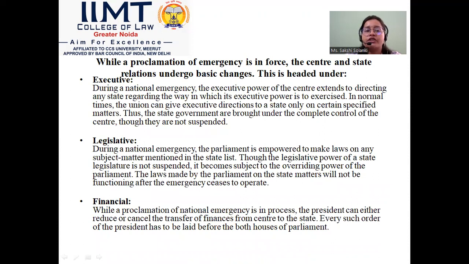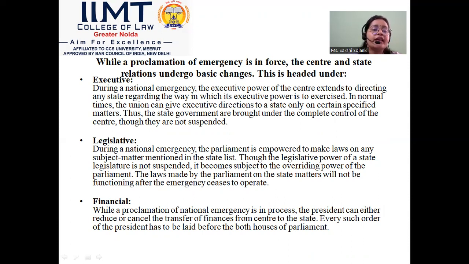While proclamation of emergency is in force, the center-state relation undergoes basic changes, and this has also been divided into three categories. First is executive. During a national emergency, the executive power of the center extends to directing any state regarding the way in which its executive power is to be exercised. In normal times, the union can give executive direction to the state only on certain specified matters. Thus, the state governments are brought under the complete control of the center, though they are not suspended.